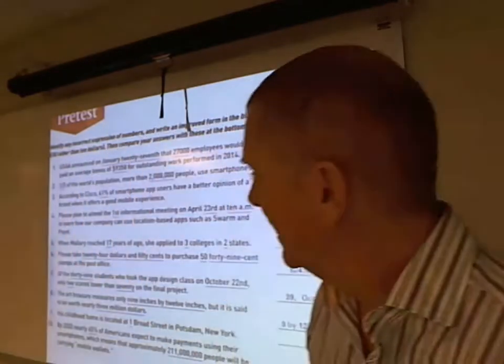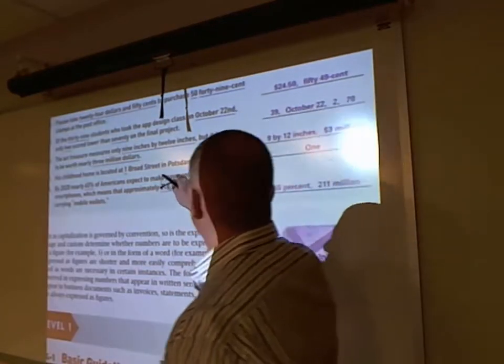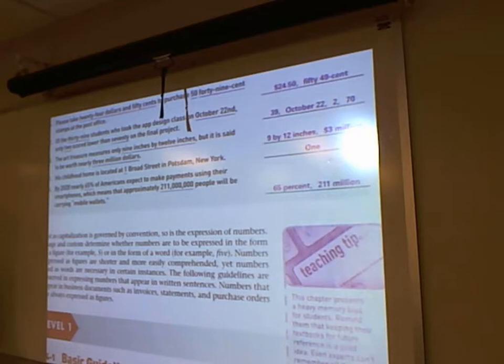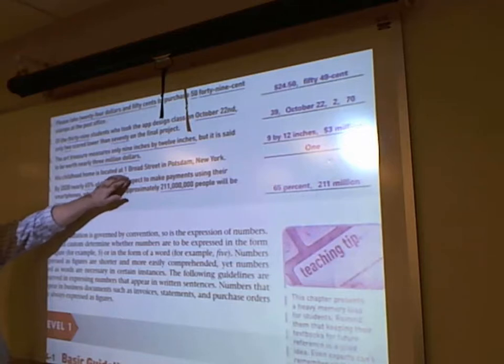His childhood home is located at 1 Broad Street in Potsdam, New York. Whenever you have a number at the very beginning of a street address, in this particular example, 1 is the only number that's spelled out as a word. So it's O-N-E with a capital O, 1 Broad Street in Potsdam, New York. We'll look at that a little bit more specifically.